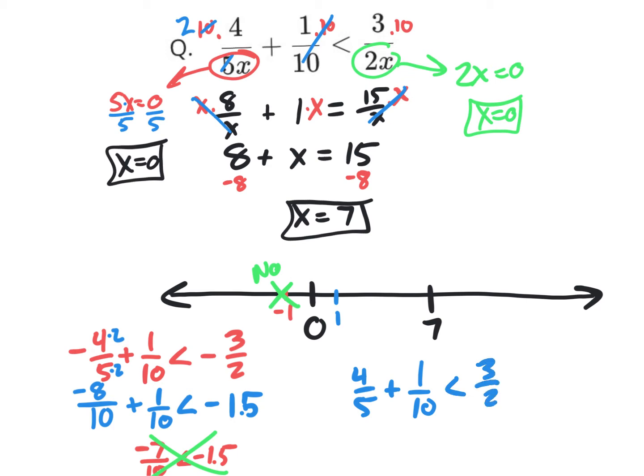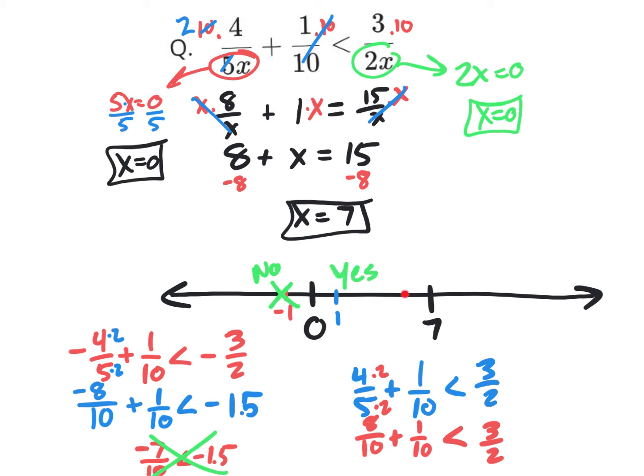Okay, so let's actually add the fractions here. Common denominator 10: 4/5 times 2/2 gives you 8 tenths, plus 1 tenth. That is 9 tenths, right? And 9 tenths is less than 3 halves. 9 tenths is 0.9. 3 halves is 1.5. So 0.9 is definitely less than 1.5. So this right here is a yes.